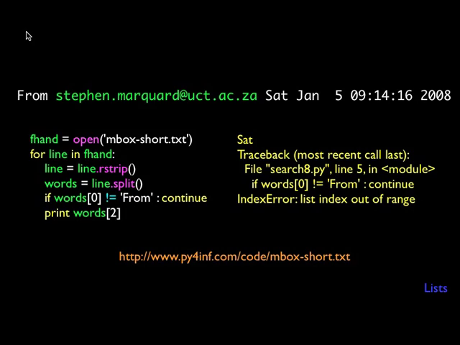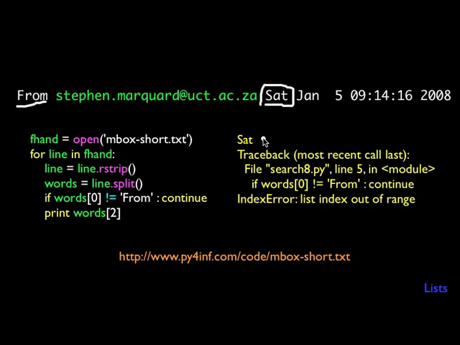Okay, so our program for today is from the list chapter. And we're actually going to debug a program rather than just writing a program from scratch. Our task in this program is that we are looking for lines that start with from, and on the lines that start with from, we are going to pull out the day of the week that this particular email message was sent, Saturday, Friday, whatever.